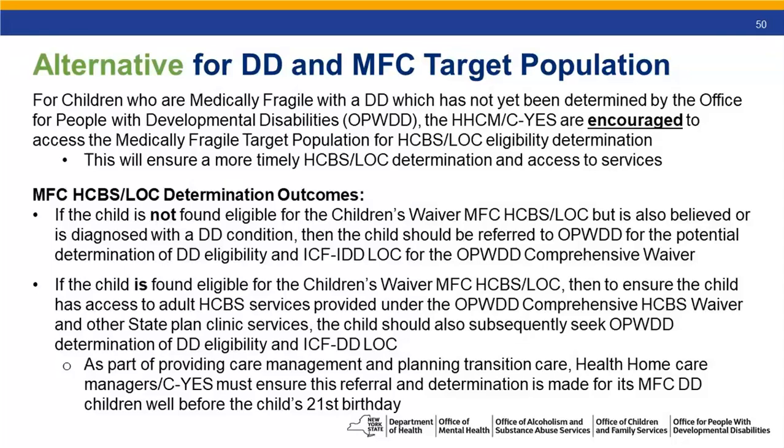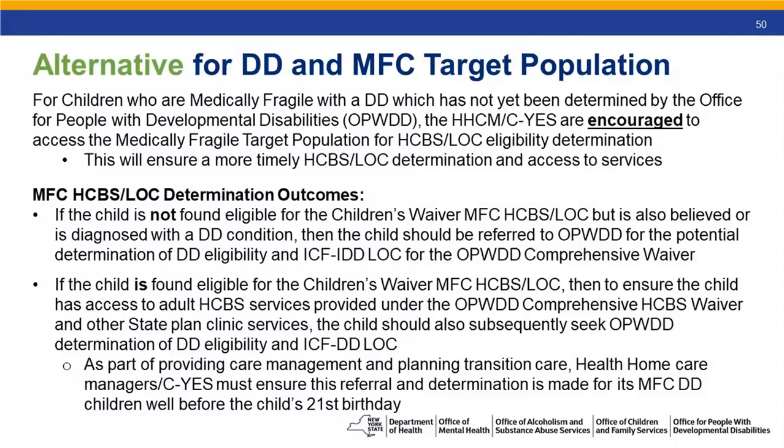If the child is found eligible for the children's waiver through the medically frail target population, then to ensure that the child has access to adult HCBS services through the OPWDD comprehensive waiver, you still want to send that child at some point before their 21st birthday to OPWDD so that you can make transitional planning for them.